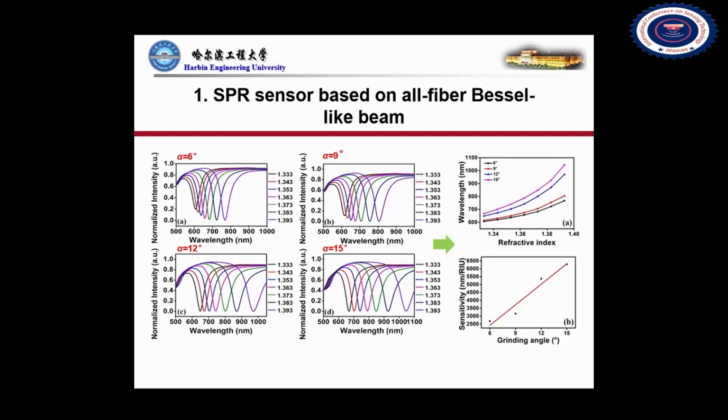The wave vector KSP with longer wavelengths can be excited by the light with smaller incidence angle. In the long wavelength range, the change of the refractive index causes greater resonance wavelength shift. Therefore, a smaller incident angle is more conducive to improving the sensor sensitivity. Generally, a larger fiber grinding angle alpha results in a smaller light incident angle theta. Therefore, the sensitivity of SPR sensor increases with the increase of grinding angle.